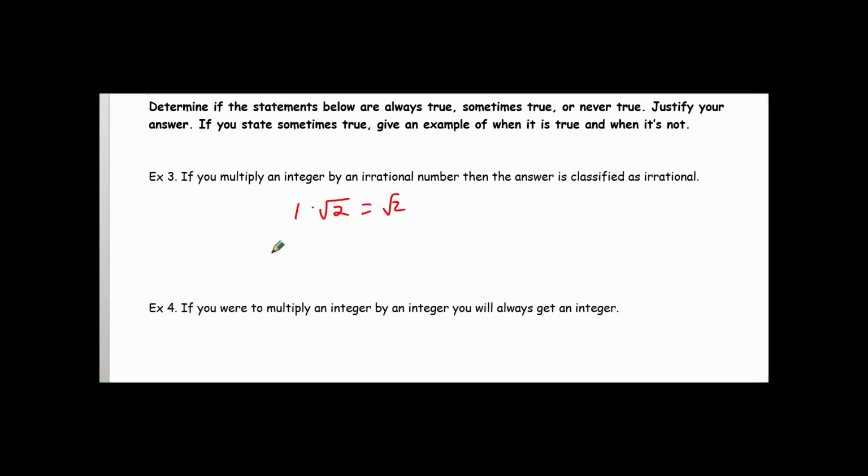Now, here's the one that's a little sneaky. 0 is the integer that you have to watch out for a lot. 0 times the square root of 2. That's 0. That's not an irrational number. 0 is very rational. It's nice, whole, neat, no problems. So, is it always true? No. Is it never true? No. So it's sometimes true.